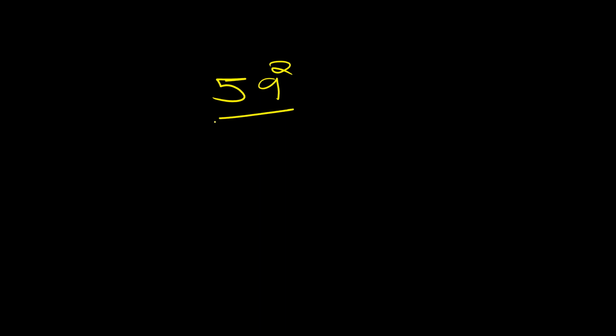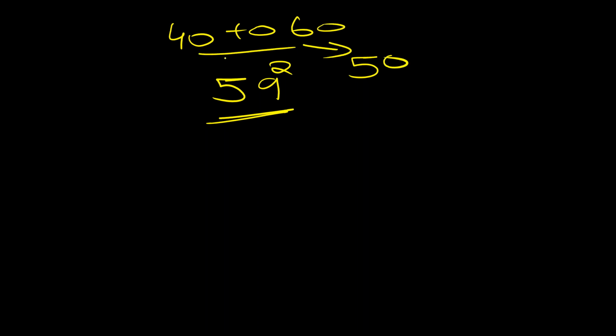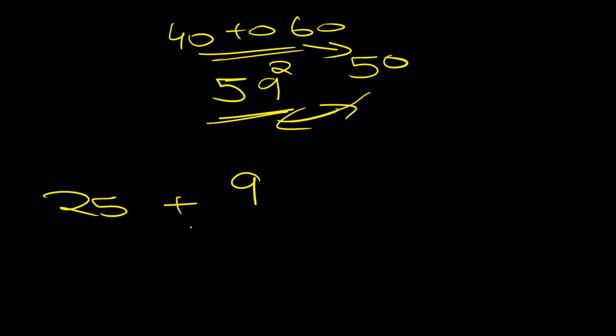My first step is to find the difference from the middle number. For 40 to 60, my base value is going to be 50. From 50 to 59, my difference is 9. Then 25 plus 9, how much? 25 plus 9, I'll be getting 34. Right, 34 is my value for 25 plus 9.